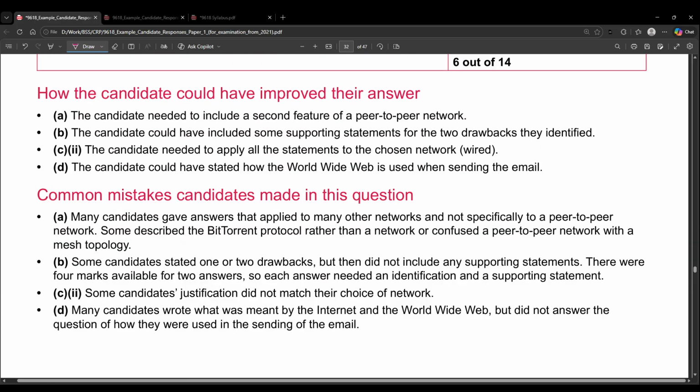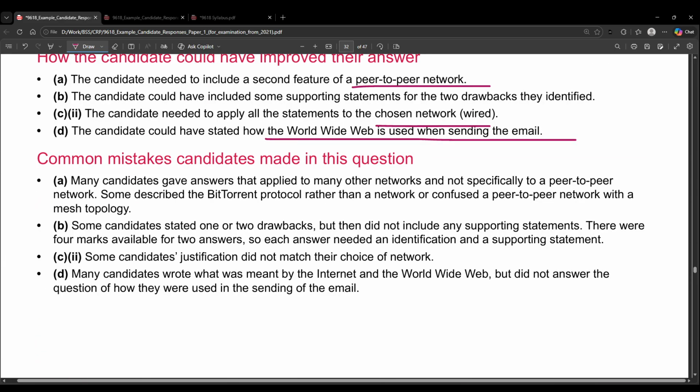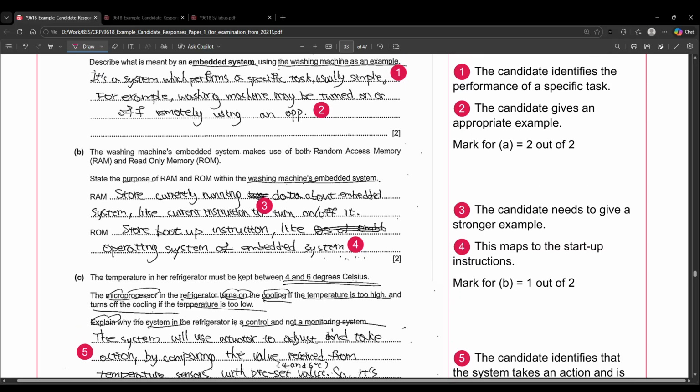And okay, so these are the comments, how they could have improved their answer. So stating how World Wide Web is used, you need to apply all the same on the wide network, second feature of P2P, etc. Okay, now common mistakes. So some describe the bit-torrent protocol rather than a network or confuse a P2P network with a mesh topology. Okay, so we have to be very careful with these definitions.